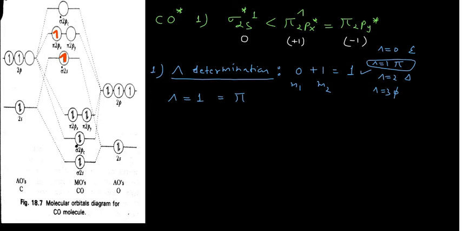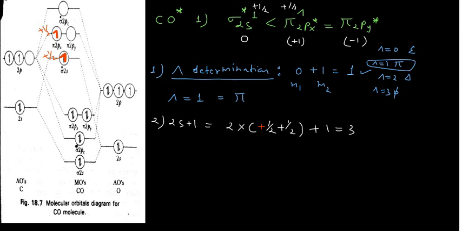Now in the second step, you determine the spin multiplicity, which is 2S plus 1, where S is the total spin of these two electrons. This one has plus half, and this one also has plus half. Both have parallel spins. So plus half and plus half make 1, and 2S plus 1 gives you 3. So the spin multiplicity is 3.